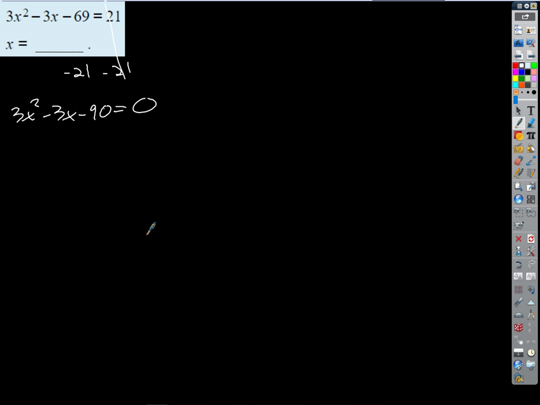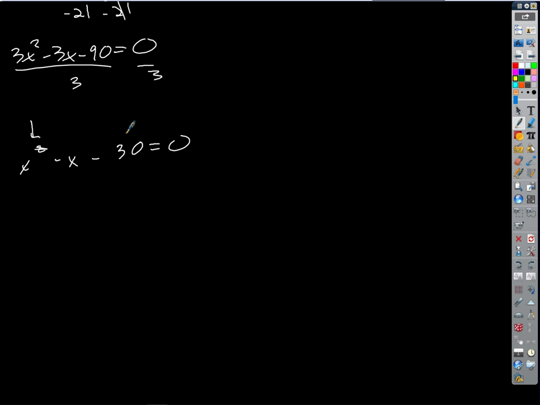Divide by 3, good job. So then that's going to give me an x squared, what else? Minus x minus 90 over 3 is, can we find magic numbers this time? That multiply to negative 30 and add to negative 1.